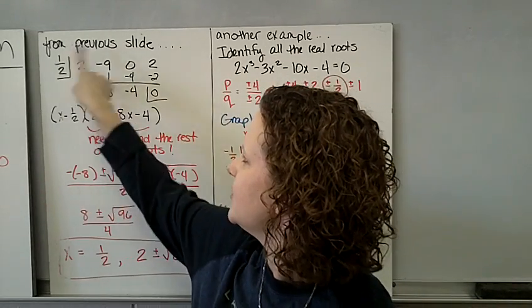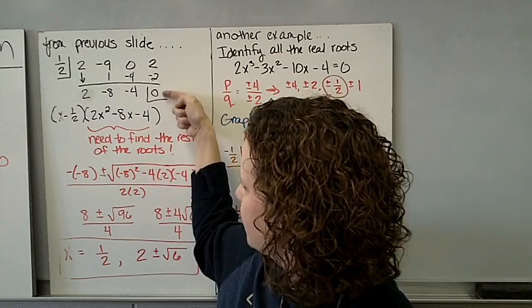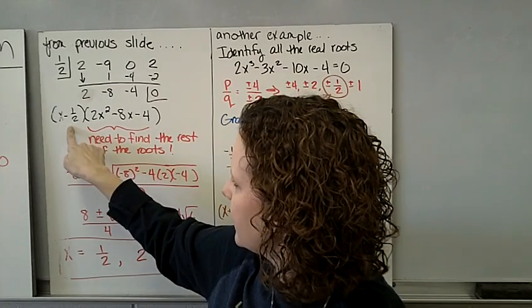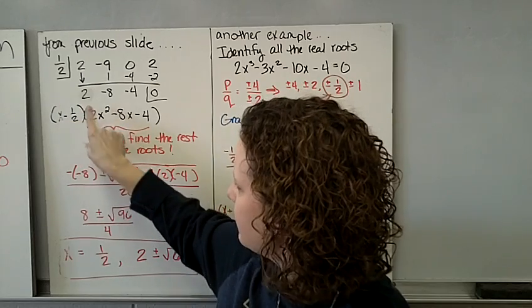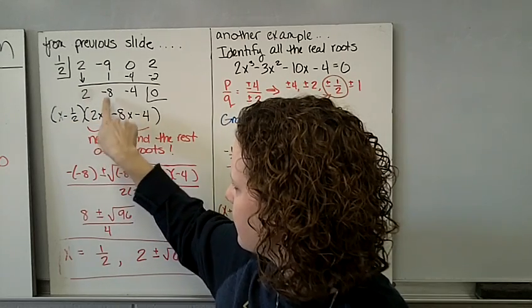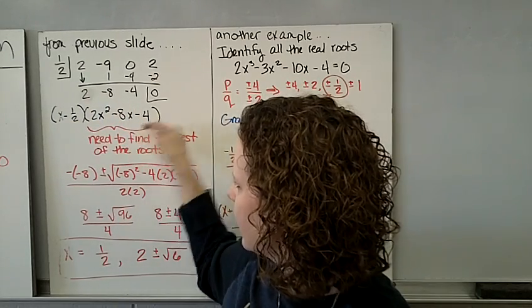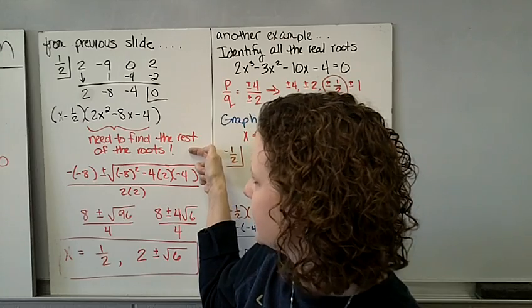From the previous slide, we just did the synthetic division, remainder of 0. So I'm rewriting the equation: x minus 1/2, which is right there, and I'm left with 2x squared minus 8x minus 4. I need to find the rest of the roots.